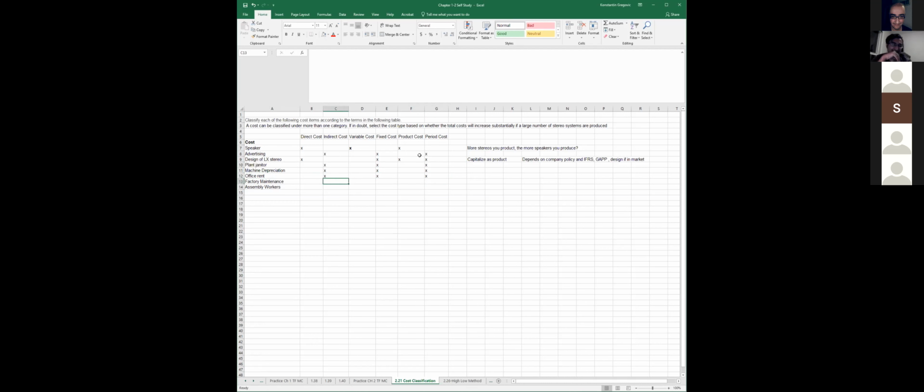Good. Factory maintenance, direct or indirect? Indirect. Yeah. Indirect. Fixed. And is it product or period? No, it should be period. Period. No, because it doesn't go... it's going to stay in the manufacturing account. It doesn't go into the income statement. I think it's product. Yeah. Because it's factory. It's part of your overhead. Your overhead's going to be applied to your product. Yeah. Related to the maintenance.